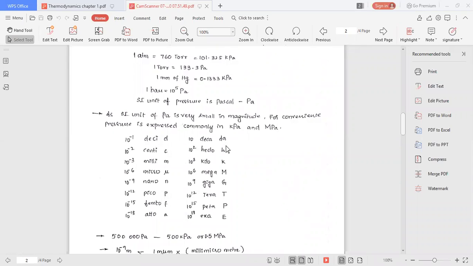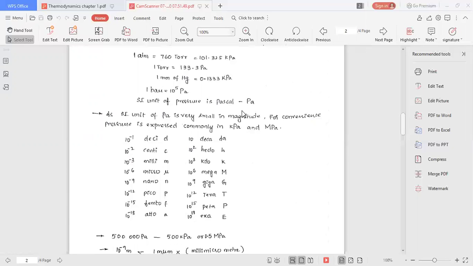So combined, Newton by meter square. What is Newton by meter square? It is Pascal. So you can say the SI unit of pressure is Pascal. You can see I'm showing the cursor here. SI unit of pressure is Pascal. The symbol is capital P and small a.